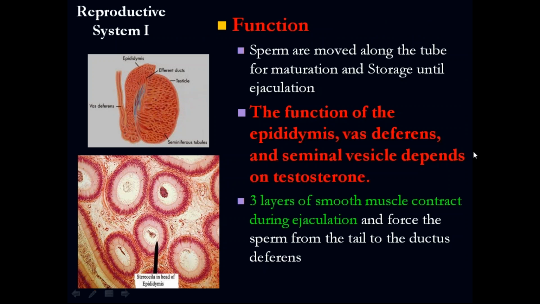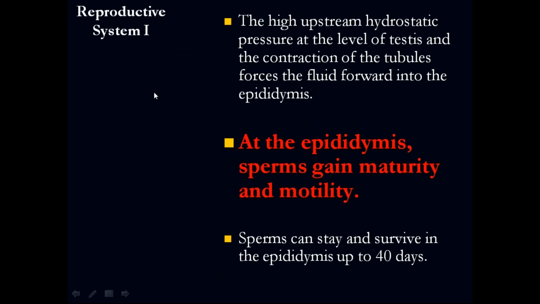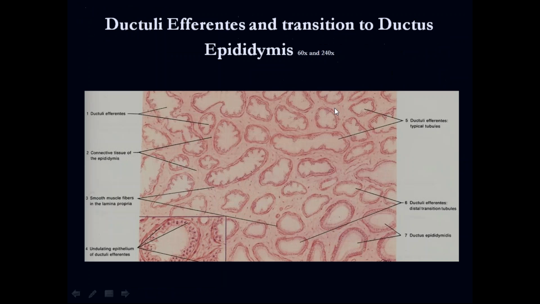The function of the epididymis is, first of all, the sperm is moving along the tube for maturation and storage until ejaculation. So that is the main function of the epididymis. As you can tell, during ejaculation, there is smooth muscle on the ducts. So they are going to all contract and they are going to eject. That's how the sperm are going to be ejected to the next level. So that is where the sperm gain maturity and motility in the epididymis.